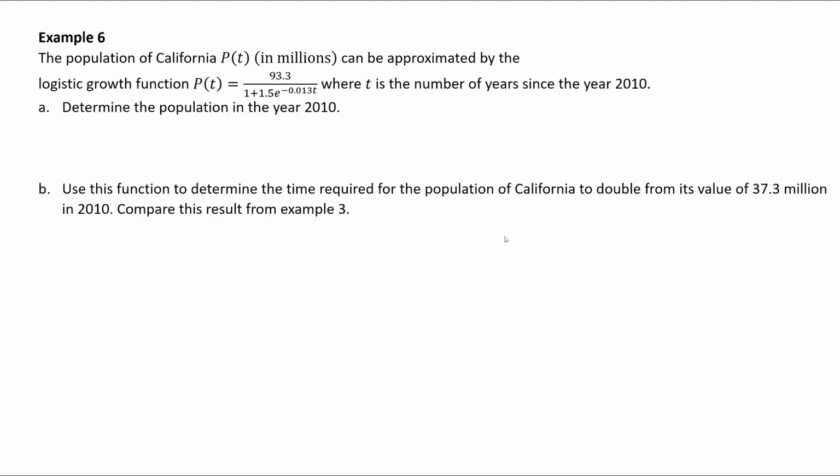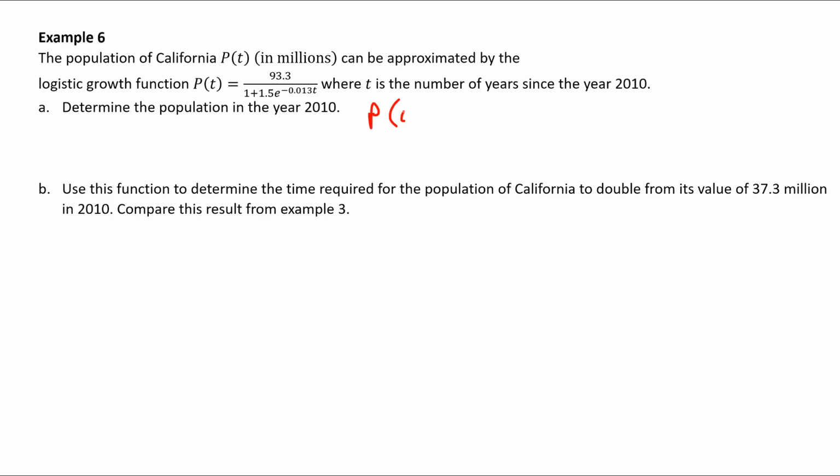So the population of California, P of t in millions, can be approximated by the logistic growth function P of t equals 93.3 over 1 plus 1.5 e to the negative 0.013 t, where t is the number of years since the year 2010. All right, so this is the model we're going to use this time. And we're still looking at t being the number of years since the year 2010. Part A says determine the population in the year 2010. Well, that's when t is 0.